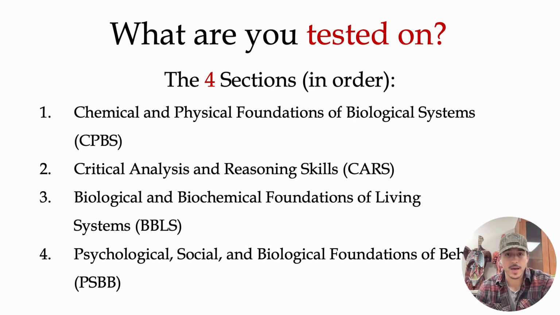The first section of the MCAT is the Chem Phys section. Next is the CARS section, which stands for Critical Analysis and Reasoning Skills, which overall is a fancy way of describing a reading comprehension test. Then comes the Biochem section, and lastly, the Psych-Soc section.